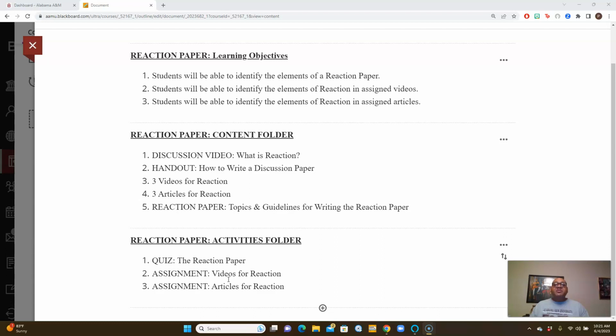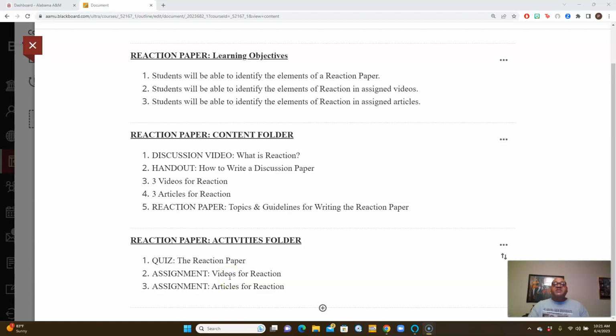You're going to take notes on those videos. You're going to jot down the main arguments. You're going to jot down your reaction. You're going to jot down the reaction of the people in the videos. So once you jot down that information, you're going to have to give me your summary of that information, and that assignment is here. Assignment number 2 for the videos for reaction.